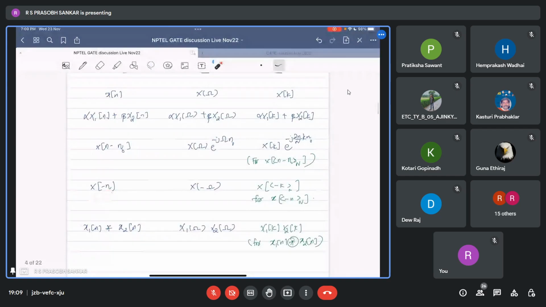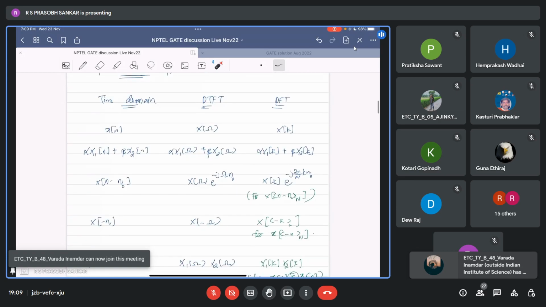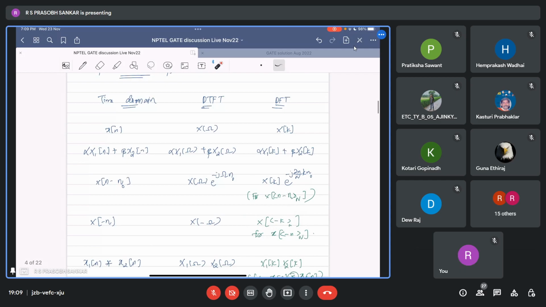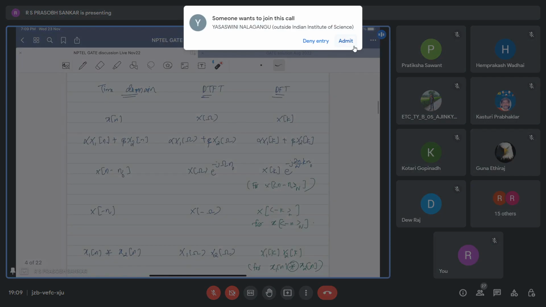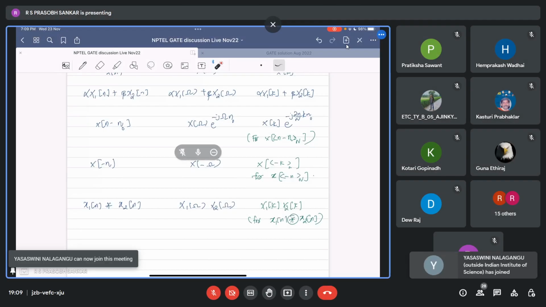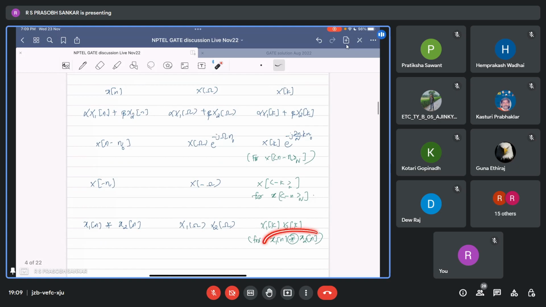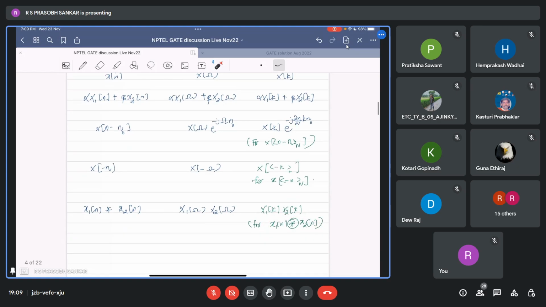Similarly, this is time reversal. If you reverse in time domain, the frequency domain gets reversed. Similarly, for the case of DFT, if you do a circular reversal, the DFT also gets reversed circularly. That's it. And this is again the convolution property. So what do we have? x1(n) convolved with x2(n) becomes multiplication in the frequency domain, X1(omega) times X2(omega). Similarly, for the DFT, circular convolution becomes multiplication.